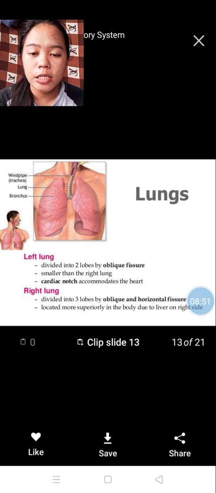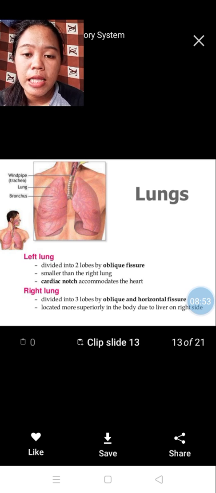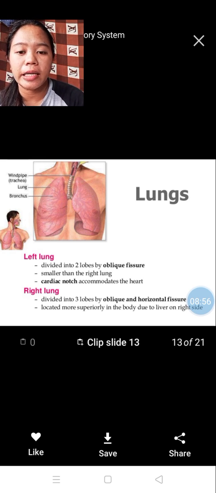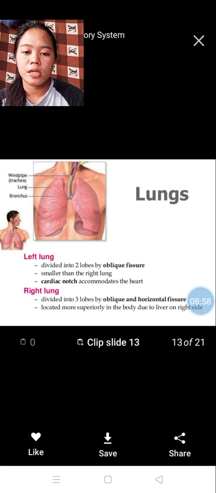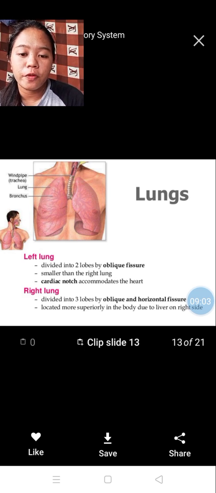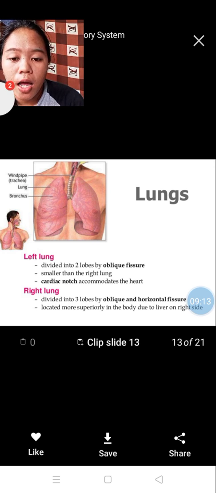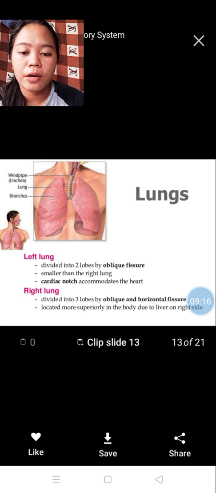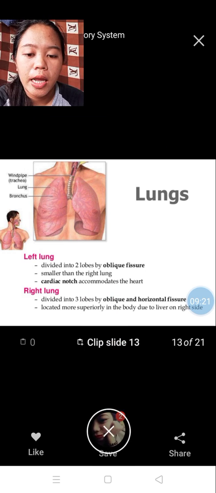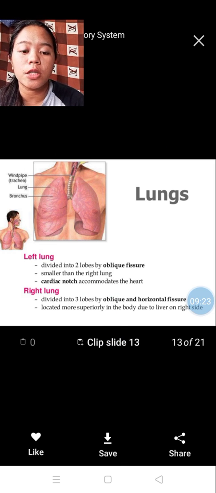Here we have the diagram of the lungs: the windpipe or trachea, the lungs, and the bronchi. The left lung is divided into two lobes by an oblique fissure, and it is smaller than the right lung. The left lung has a cardiac notch, which accommodates the heart. The right lung is divided into three lobes by oblique and horizontal fissures, and it is located more superiorly in the body due to the liver on the right side.